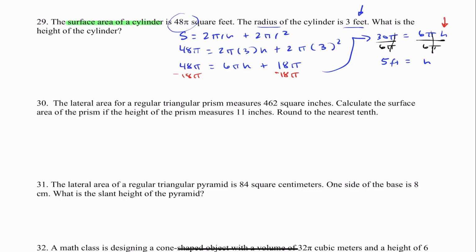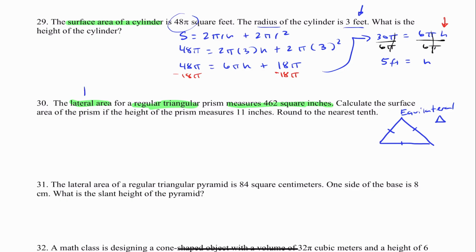So let's go ahead and get started with the lateral area. So remember, the lateral area for a regular triangular prism measures 462 square inches. So the base of your prism is a regular triangle, right? So that means the triangle has all sides congruent, all angles congruent. So I'm going to go ahead and draw my triangle, and it is an equilateral triangle. And we are dealing with the lateral area of the prism, which measures 462 square inches, okay?